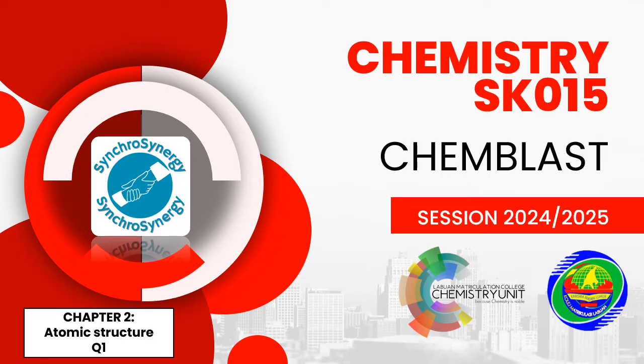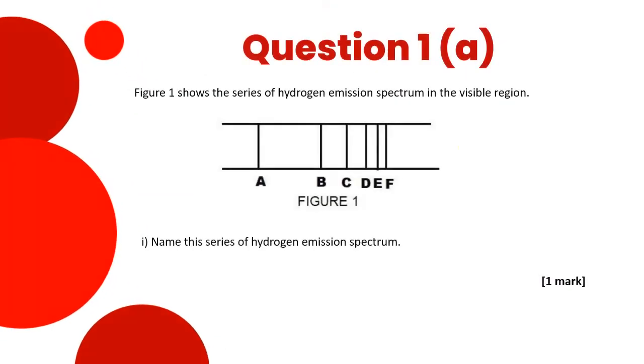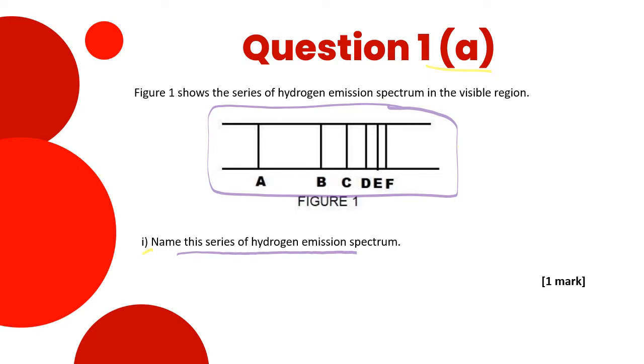In this video, we're going to discuss question 1 of chapter 2, atomic structure. Now let's start with question 1a, part 1. Name this series of hydrogen emission spectrum. So this is a series of lines, and they tell us it is in the visible region.